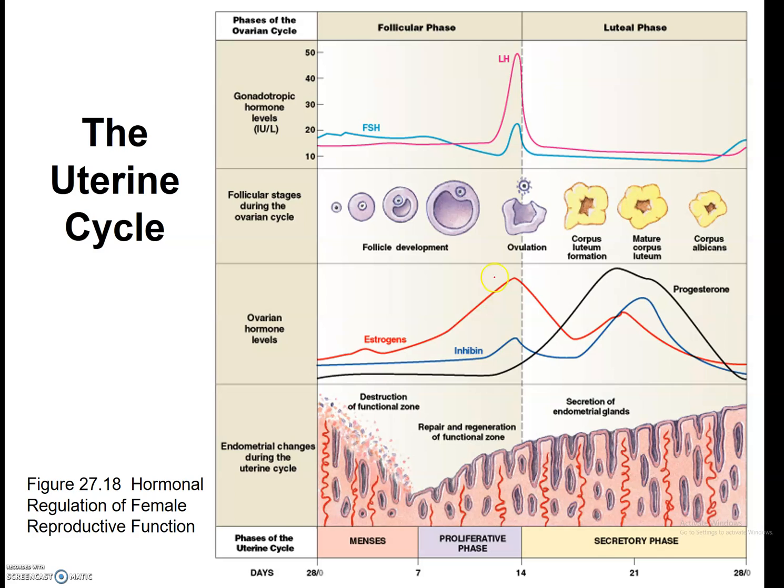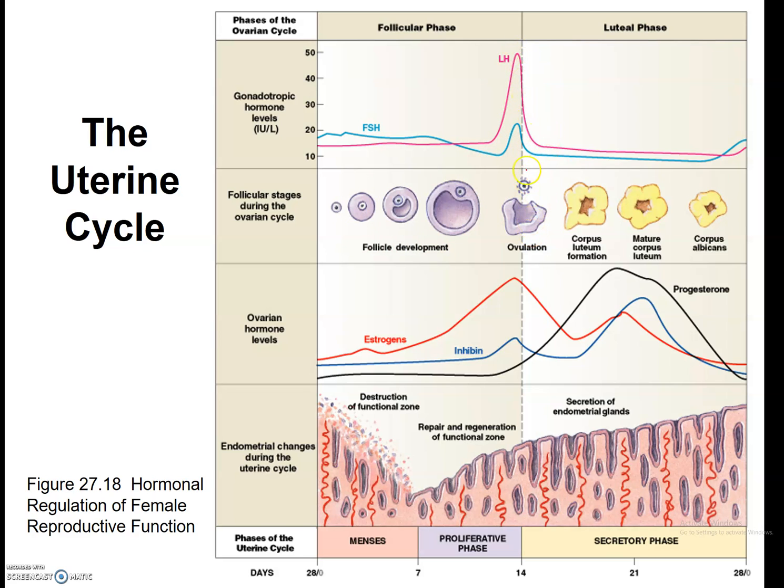So here's an example. Here is the estrogen. Here is the progesterone peak, and then here's inhibin. Don't worry about inhibin for now. But you can see here that follicle-stimulating hormone, as that goes down slightly, you'll see a maturation of the follicle. There's a slight peak.